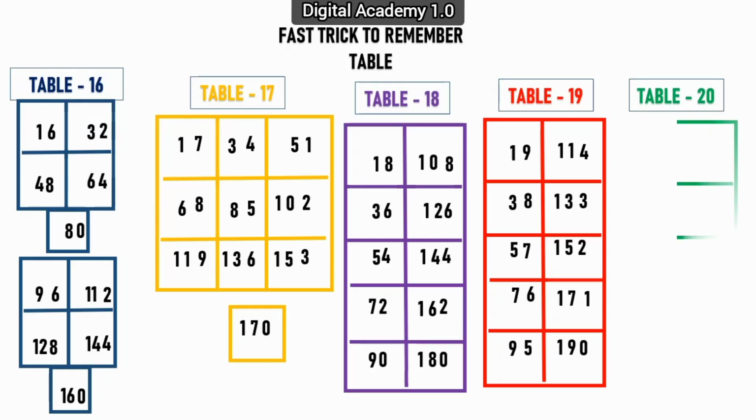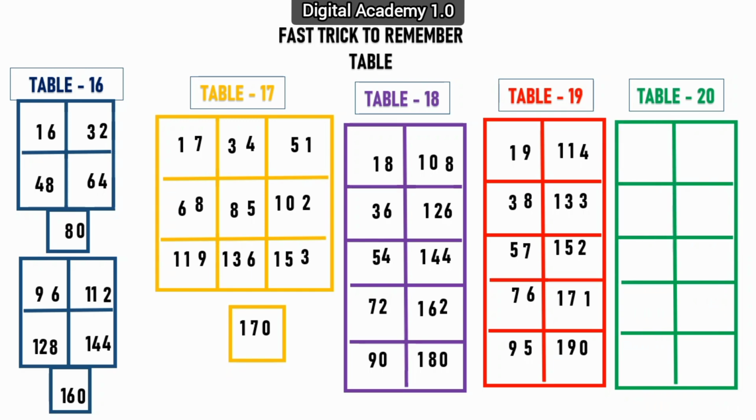Next and the last, the table of 20. It is really easy and simple to remember. In the first step, enter zeros in all boxes: 0, 0, 0, 0, 0, 0, 0, 0, 0, 0. Second step, enter the consecutive even numbers from 2 to 20, that's all, like 2, 4, 6, 8, 10, 12, 14, 16, 18 and 20 to finish the table.